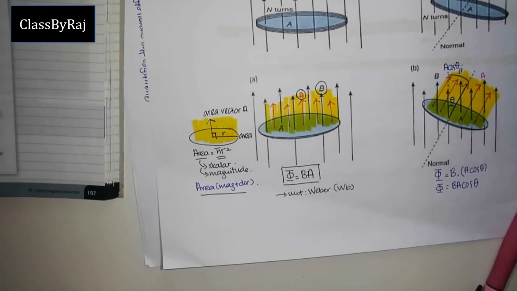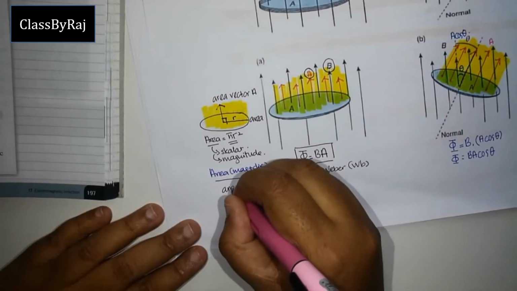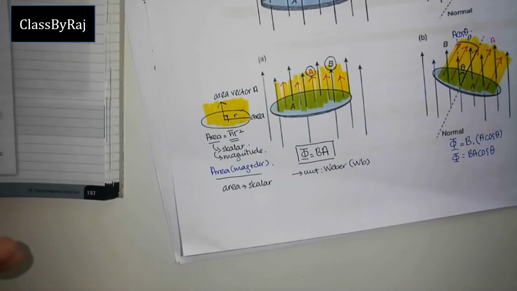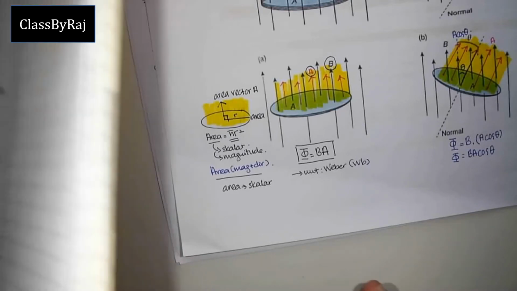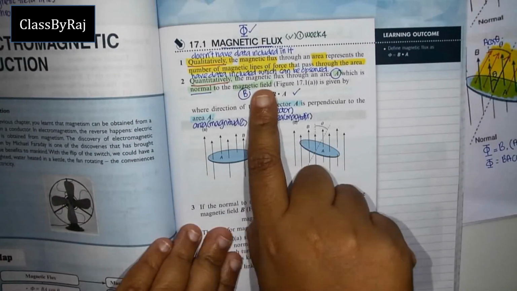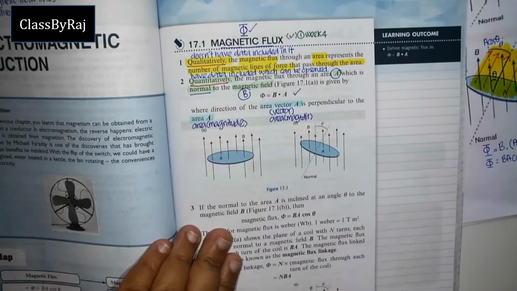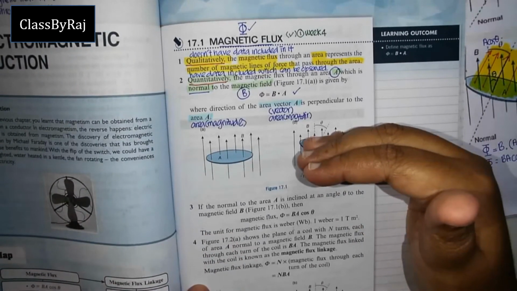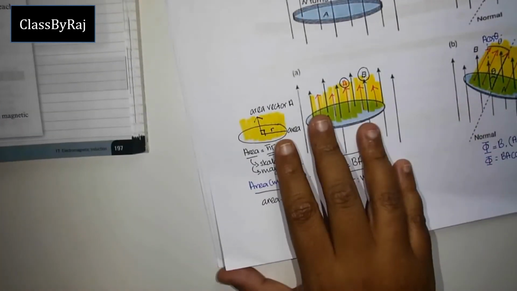Is area a vector or a scalar? Then a question arises. From form 4 to form 5, you always study that area is actually a scalar. Area can be a scalar if only magnitude is talked about. Area will be a vector if you have the magnitude and also the direction. When the book mentioned the definition, through an area which is normal, it is talking about vector area, which is area in magnitude with direction. So let me make that clear to you. Alright, let's go to the next one.